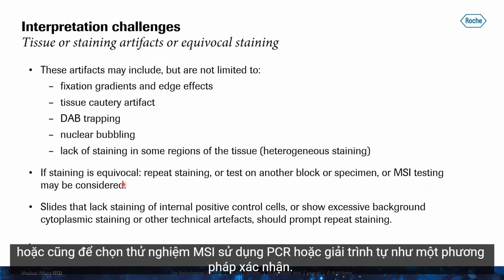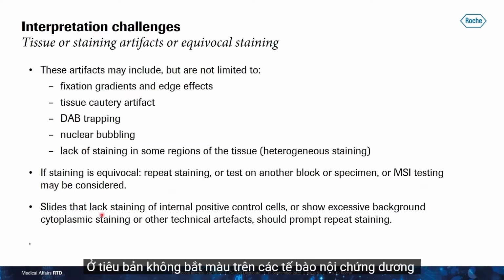or it's possible also to opt for MSI testing using PCR or sequencing as a confirmatory method. Now, if the slides lack staining of the internal positive control cells, or if they show excessive background cytoplasmic staining or other technical artifacts that distract from appropriate interpretation of the nuclei, this may prompt repeat staining.